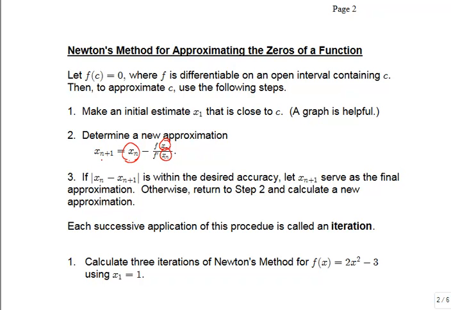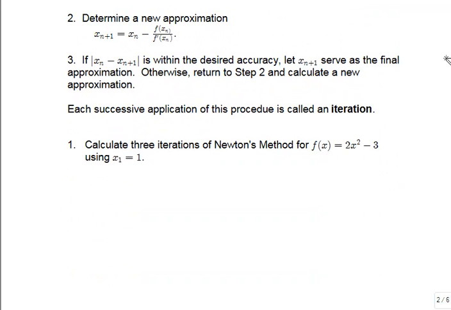So once we figure out what x sub 2 is, then we'll use x sub 2 here, here, and here to get x sub 3, and so forth. And we'll continue this process until we get the desired accuracy that the problem asks for. Each successive application of this procedure is called an iteration. So you may need to do 2 or 3 or 4 iterations until you get the accuracy that you're looking for. All right, so let's try an example.